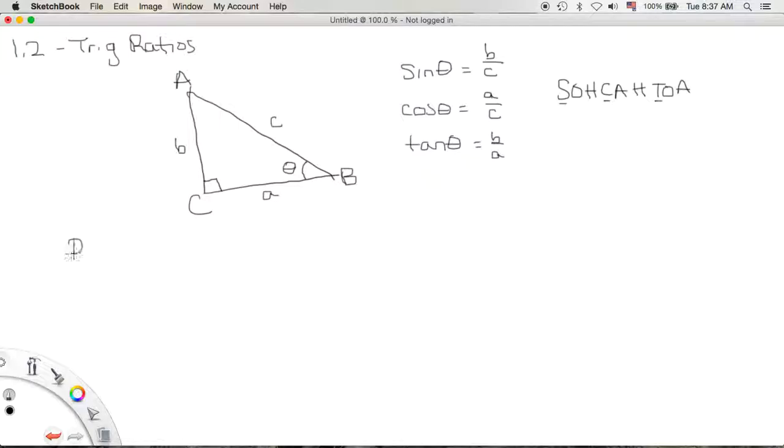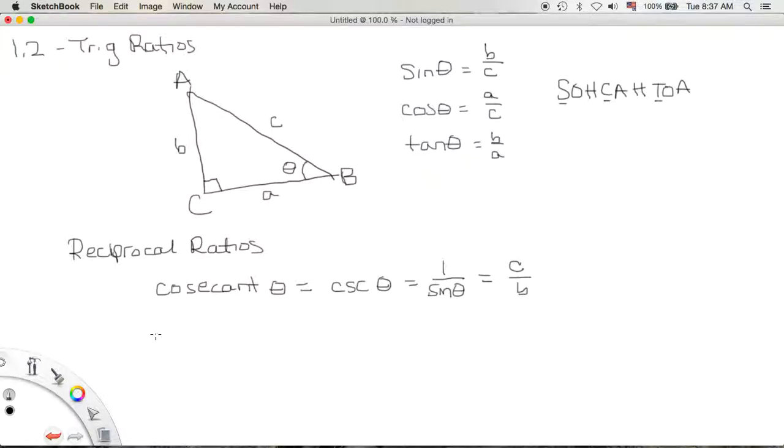Now we also have some reciprocal ratios that we use. The first one is called the cosecant. You're going to take that of an angle, and the way you write it is CSC, cosecant of theta, and it's the reciprocal of the sine function. And so that means it's hypotenuse over opposite. Then there's the secant of theta, and you write that SEC theta, and it's the reciprocal of the cosine. And so that means it's hypotenuse over adjacent.